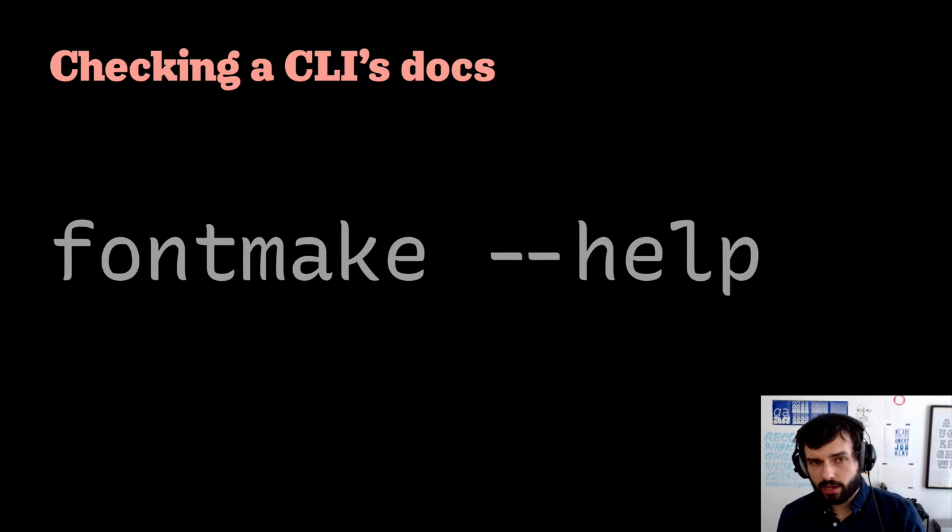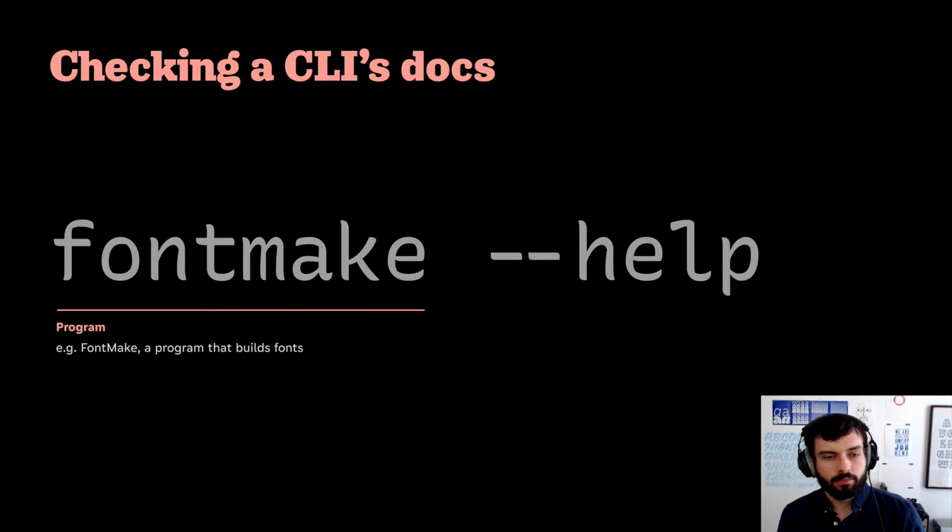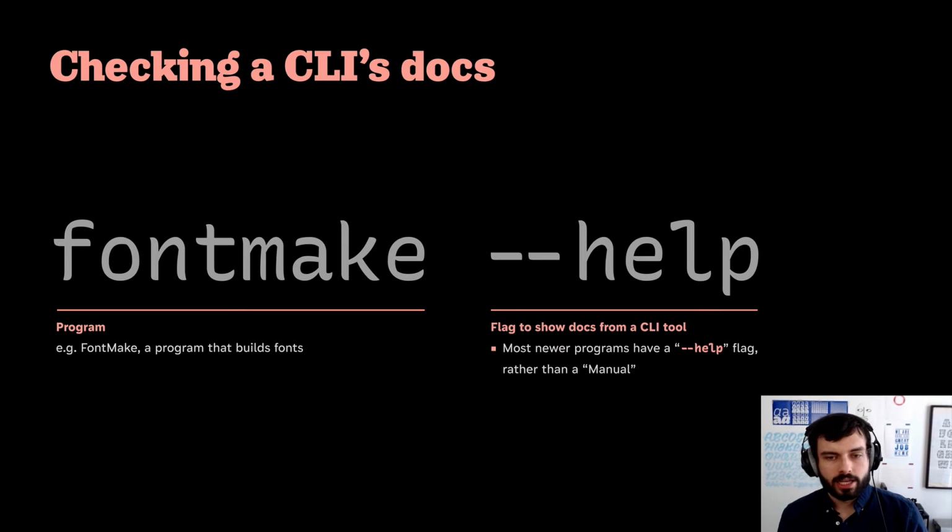Checking a CLI's docs can be slightly different some of the time. So fontmake is a program used to build fonts. It's an open source Python project. And then --help is what's called a flag, and it will show the docs from a CLI tool.